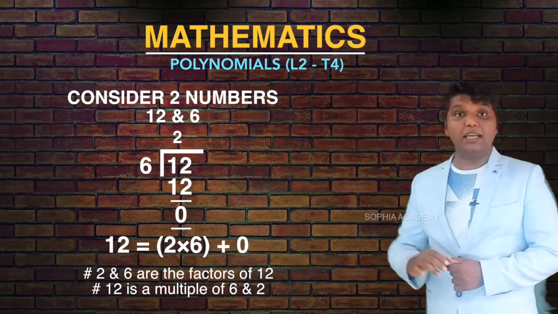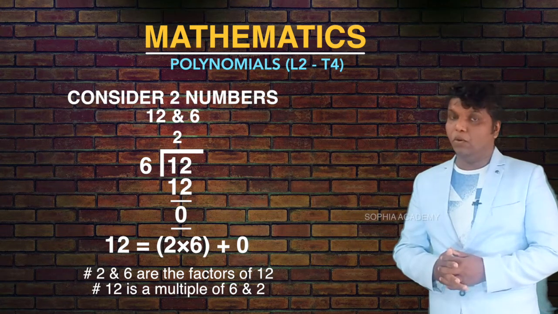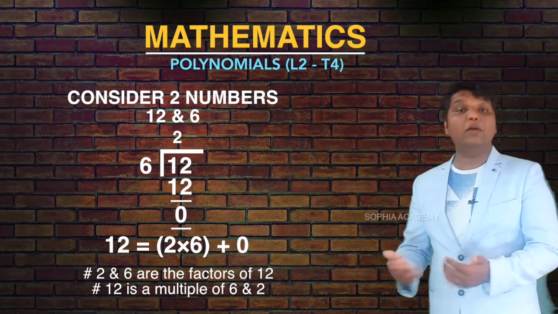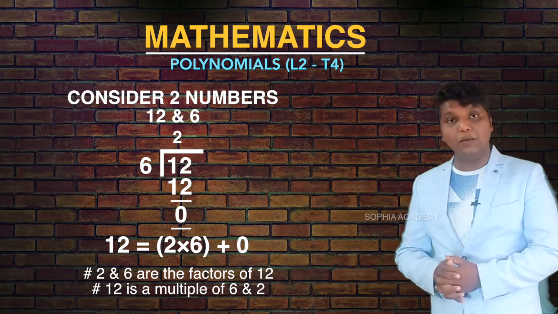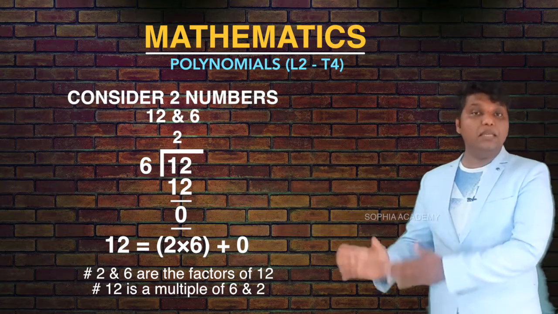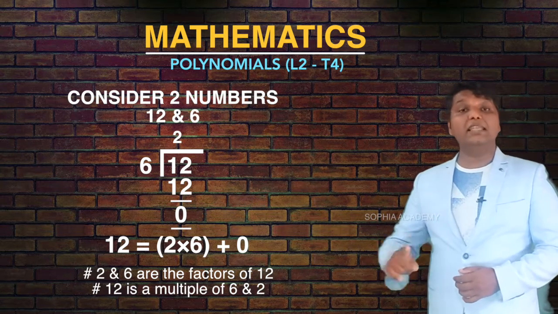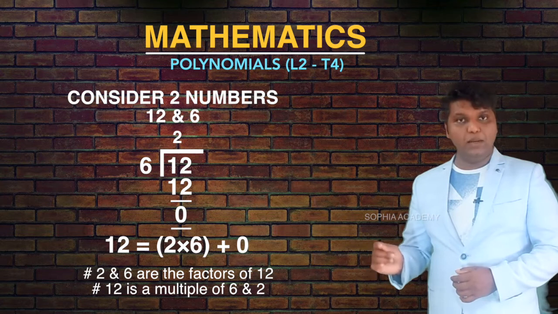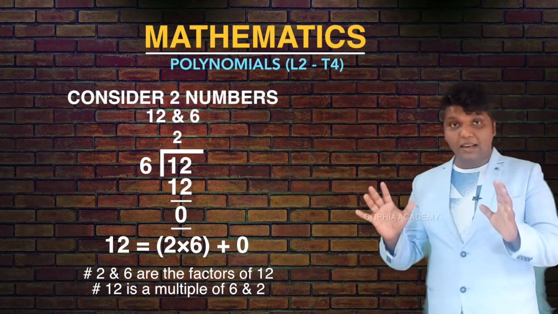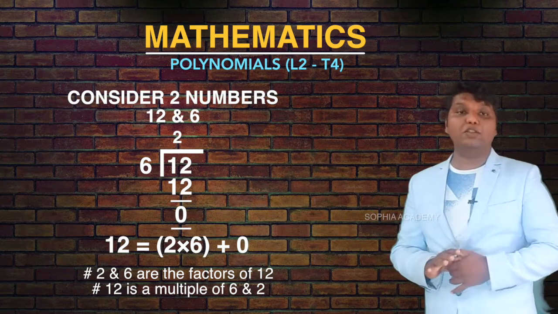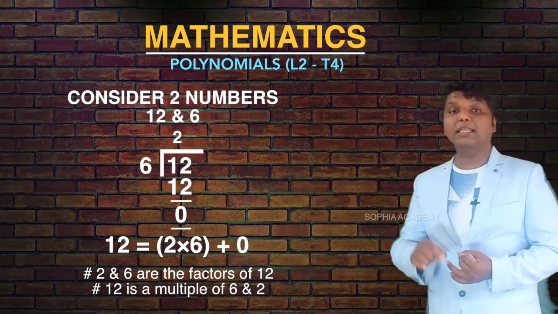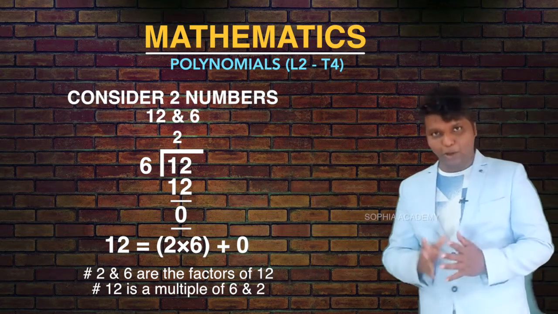But what was there in the first case? There the remainder was not 0. So at that time, you cannot say that 6 is a factor of 15. You can't say like that. Why? Because the remainder is not equal to 0. But here, as the remainder is 0, we can say that 2 and 6 are the factors of 12, as well as 12 is a multiple of 2 and 6. This thing you have studied in your smaller classes, and you know what factors are and what multiples mean. But from this, let us get into this chapter, because here we are dealing with polynomials.